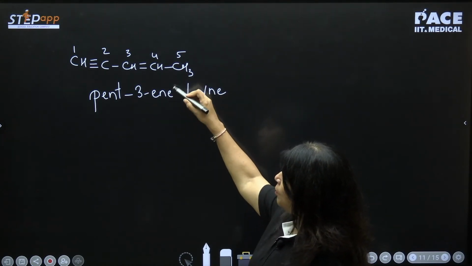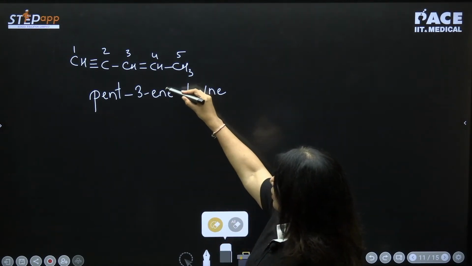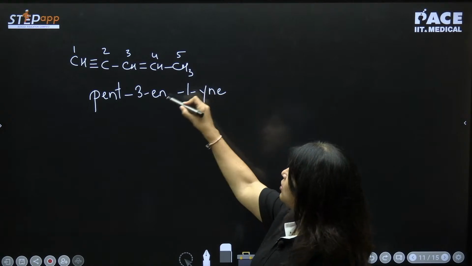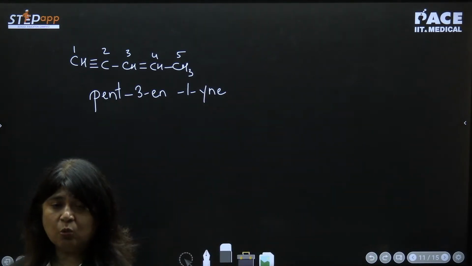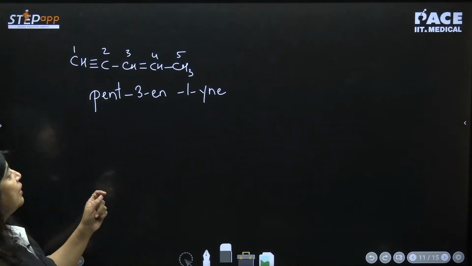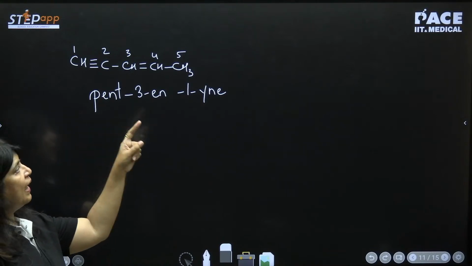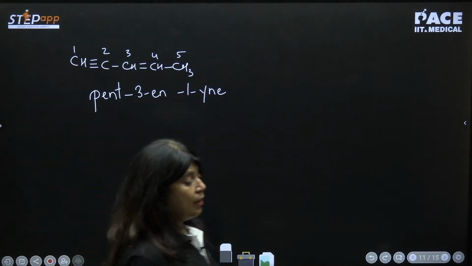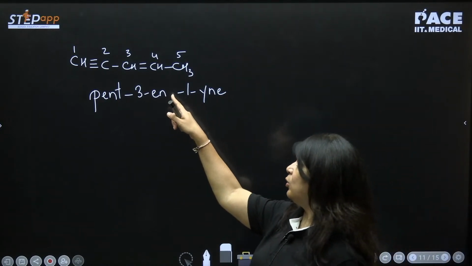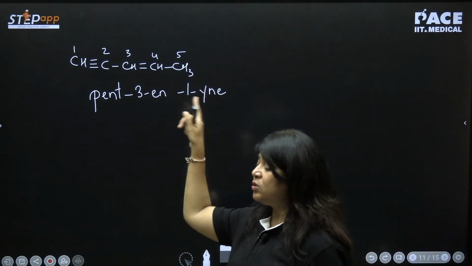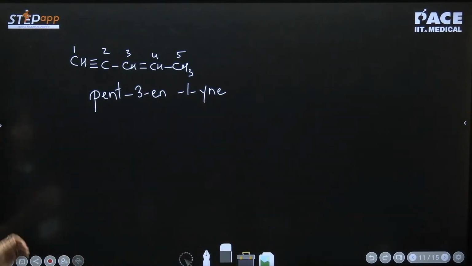do is I'll have to drop this last E. So the last E here has to be dropped because I cannot place those two vowels together. Okay. So these are rules which you have to know and name the compound accordingly. So the name of this compound is pent-3-en-1-yne. So that last E I had to drop because I cannot have those two vowels together. So this is the IUPAC name of the compound.